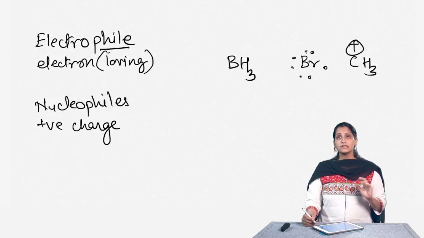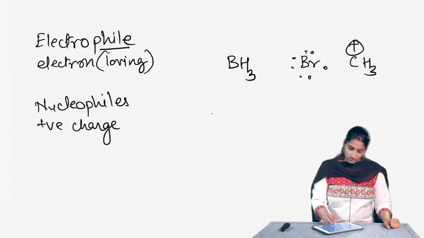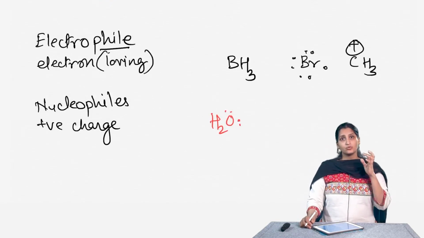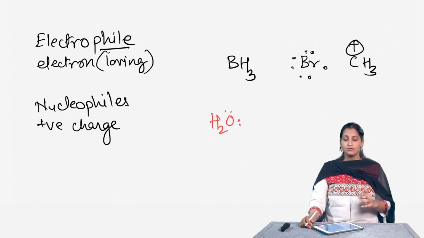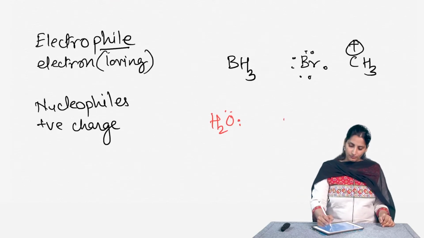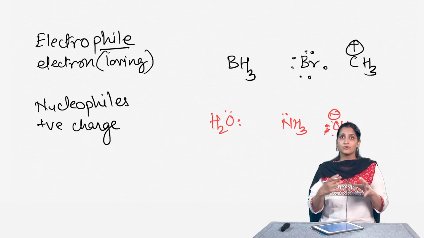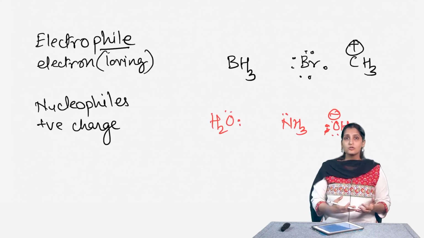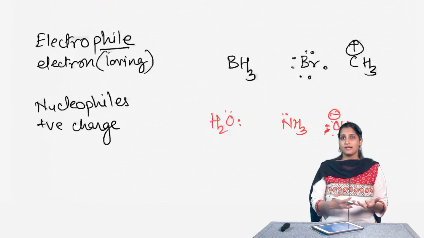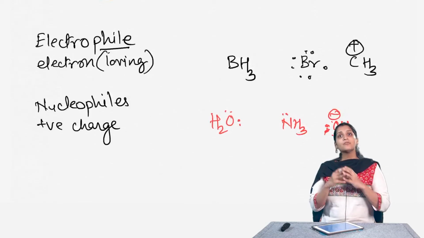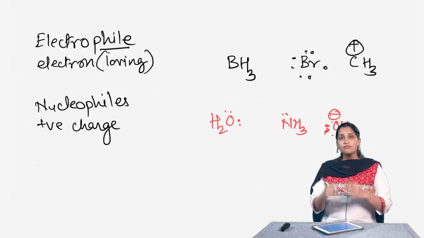Now let us look at some examples of nucleophiles. In water, the oxygen atom has a pair of electrons it can attack with. So, oxygen here becomes a nucleophile. Or you can think of ammonia, you can think of hydroxide ion, you can also think of chloride, bromide, and various other nucleophiles. So, negatively charged ions or molecules that have a potential of attacking in a chemical reaction will be termed a nucleophile.